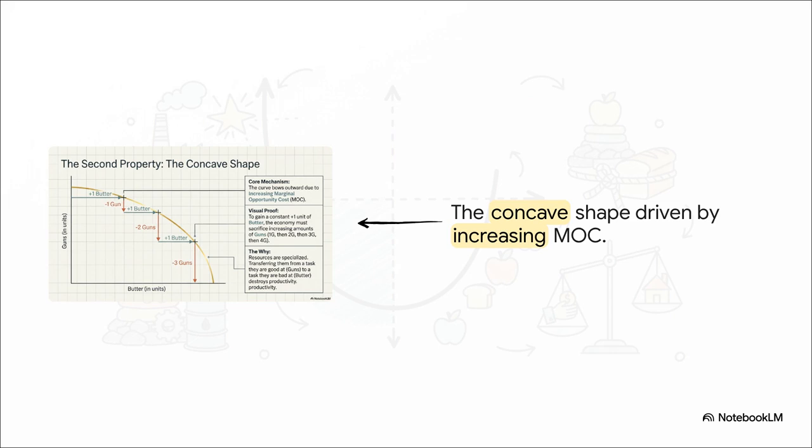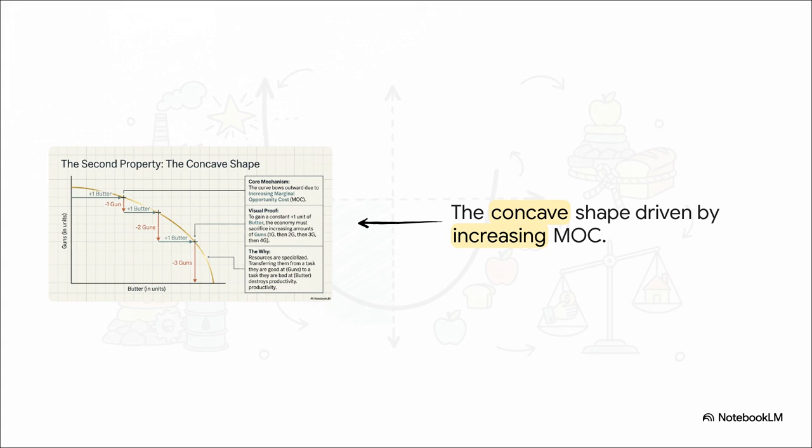To gain a constant +1 unit of butter, over and over, the economy has to sacrifice increasingly larger amounts of guns. First you give up 1 gun, then 2, then 3, then 4. This right here is the core mechanism of increasing marginal opportunity cost. And the why brings us all the way back to that caveat from the beginning.